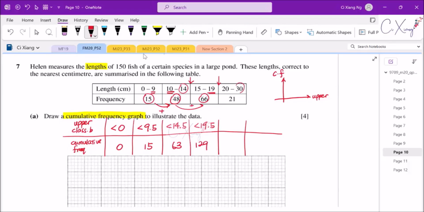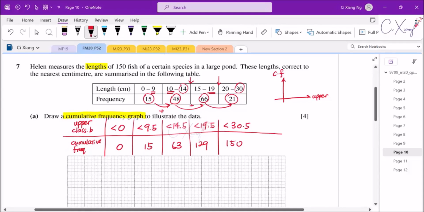Then the same thing happens for the last class, because for all the classes here you have to add 0.5 for the upper class boundary. So for the 30, you also add 0.5, so you get 30.5. And for the last cumulative frequency, you add 21 with 129, so you have 150. Okay, so basically this is a simple table of the values I need, where all the upper class boundaries here will be my x coordinates, and the cumulative frequencies here will be my y coordinates.